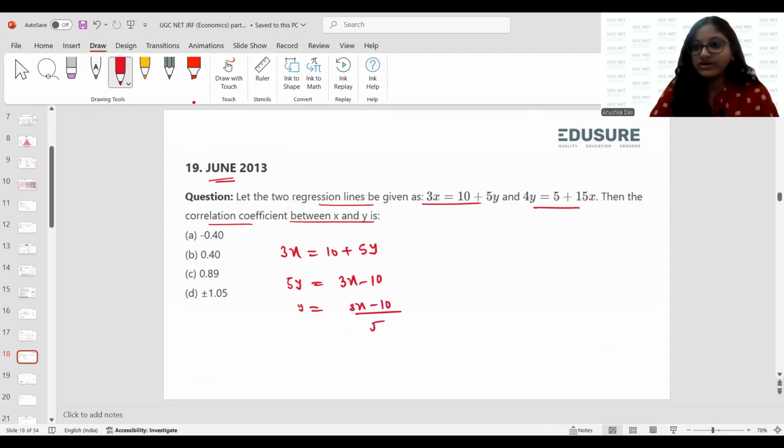Now, how do you find out the regression coefficients? The regression coefficient of y on x will be simply the slope. What is the slope? 3 upon 5. Why is this so? y equals 3 upon 5 x minus 10 upon 5. You can write this in this fashion. So this will be the slope, the regression coefficient of y on x. In a similar way, you can find out the regression coefficient of x on y.